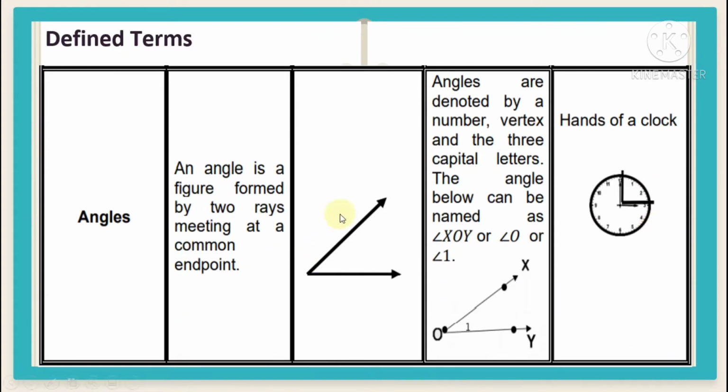Angles. An angle is a figure formed by two rays meeting at a common endpoint. Angles are denoted by a number, a vertex, or three capital letters. The angle below can be named as angle XOY, angle O, or angle 1. The hands of a clock are also an example in real life.